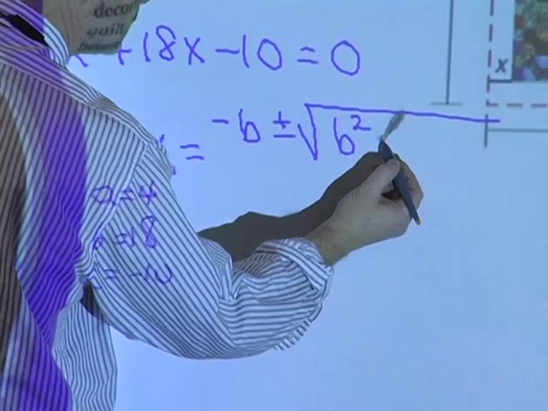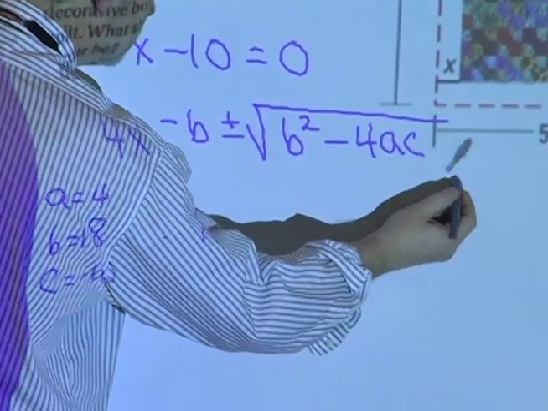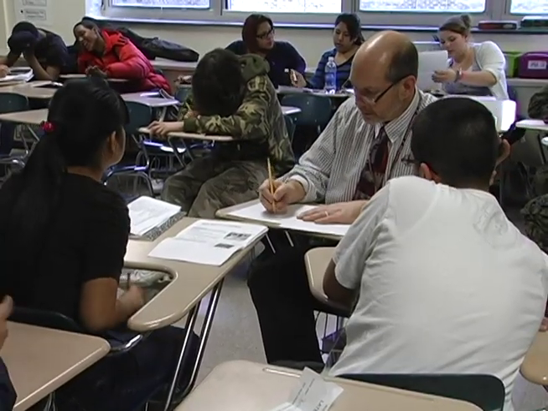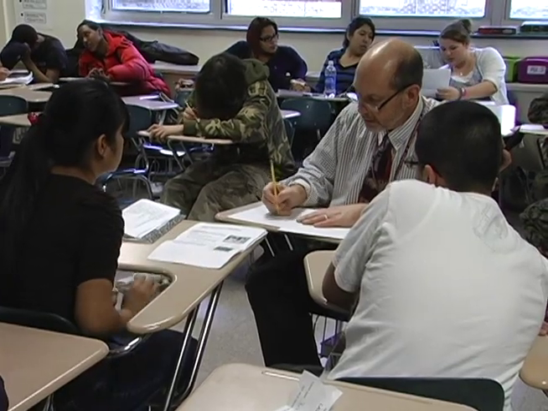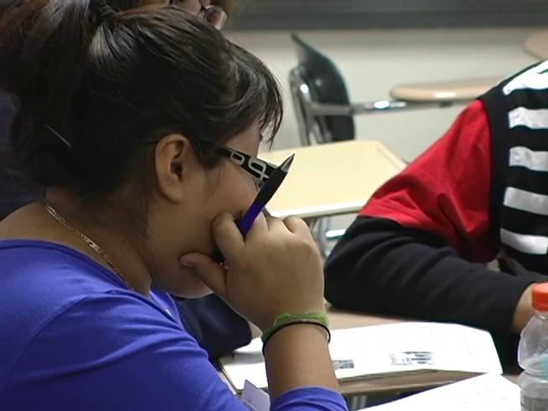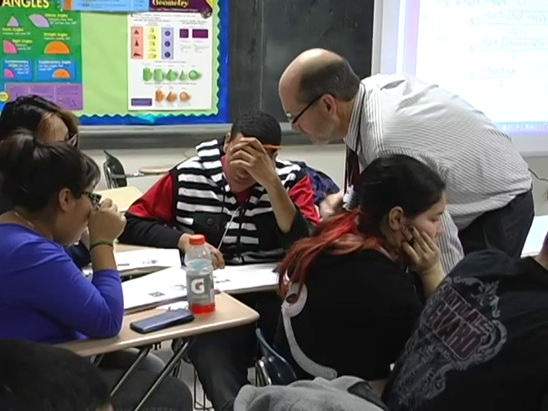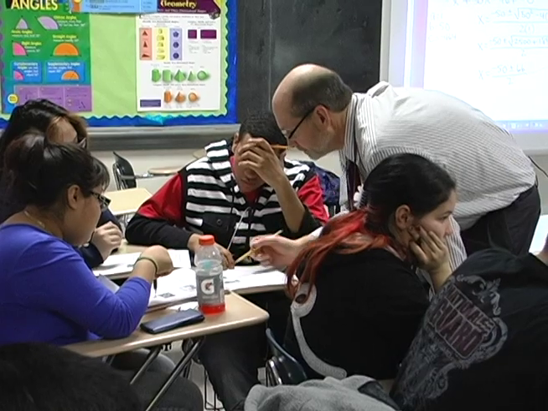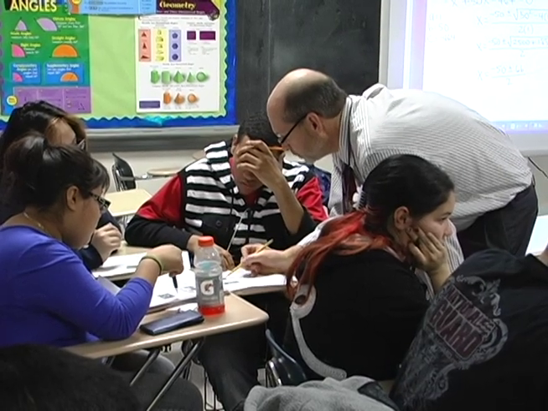B squared minus 4AC. I think the concept in my mind is that we don't want to leave any of these kids feeling like they're left out. I need the time to get around to as many kids as I can and meet them at their level. That's why a lot of times, as soon as I can, I like to get them into groups or pairs, and then myself sit down with them so that I can see where they are, see where they're struggling, if they are struggling, and give them the targeted help they need.